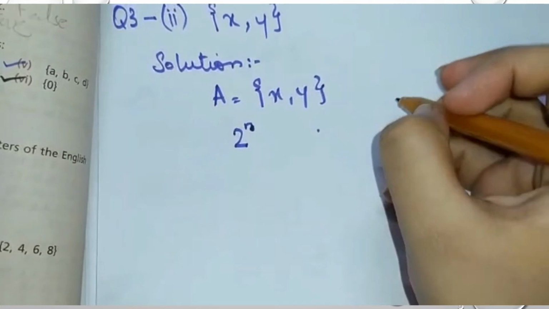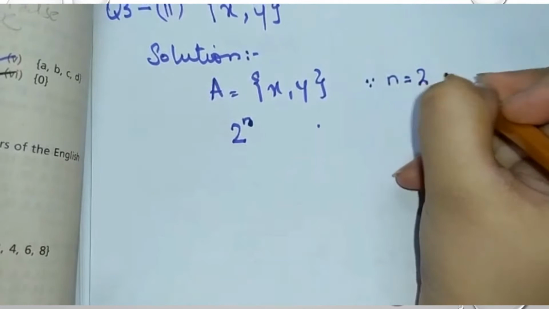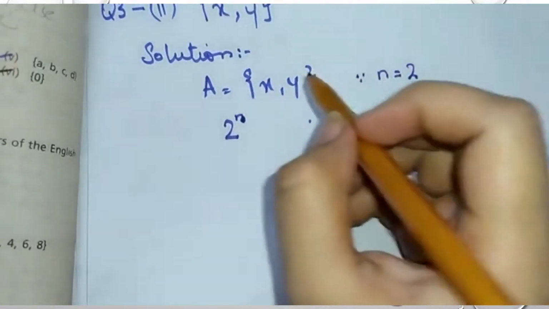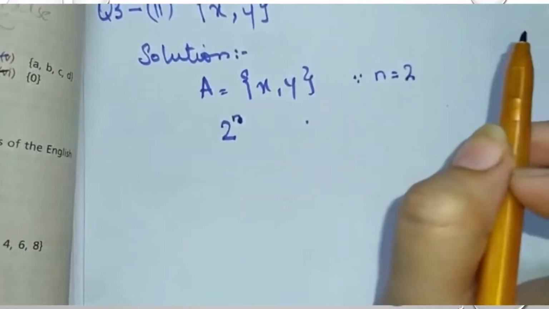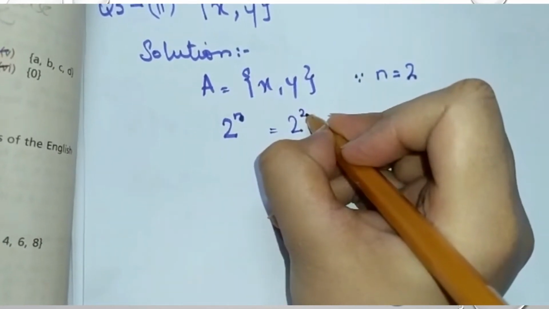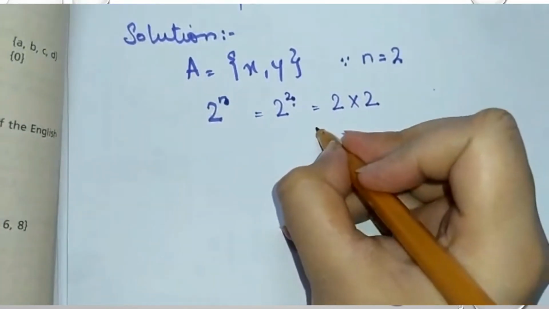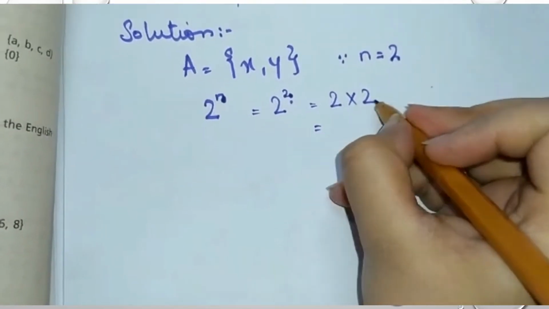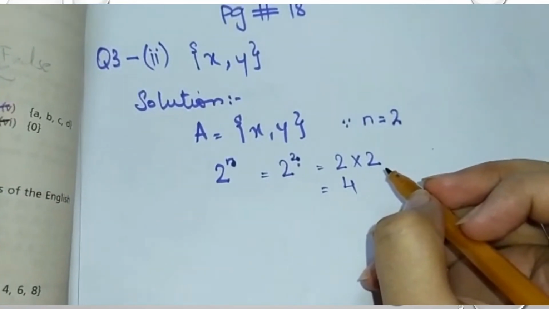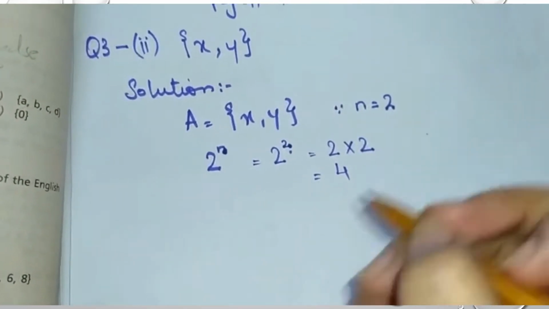In this question, what is n? N is equals to 2 because n is the number of elements in the given set. And how many elements are given in this set? 1 and 2. So n is 2. Now 2 power n means 2 with the power of 2, which means 2 multiplied by itself for 2 times. This gives 2 multiplied by 2 is 4. This means we have to generate 4 subsets for this power set. Now let's make the power set.